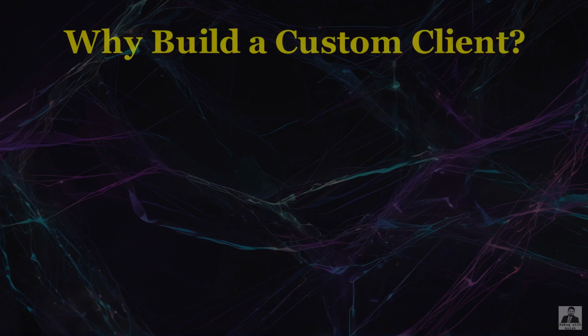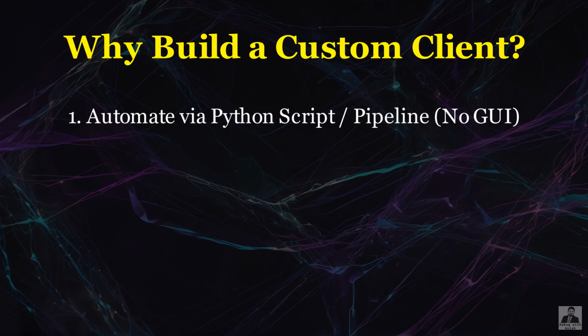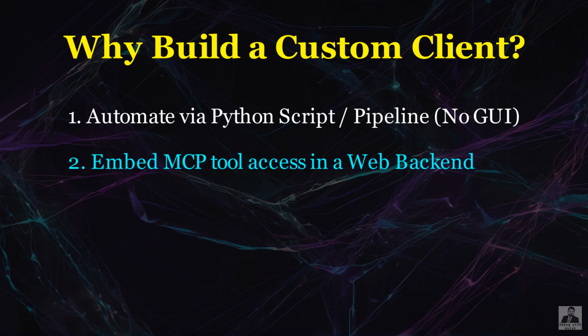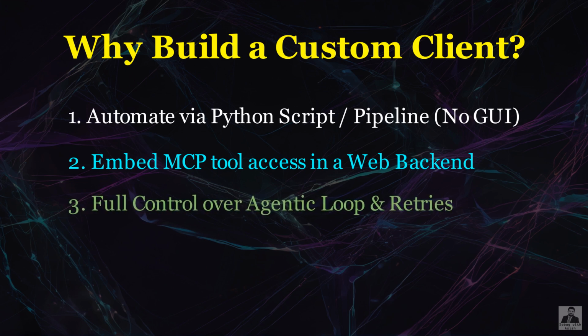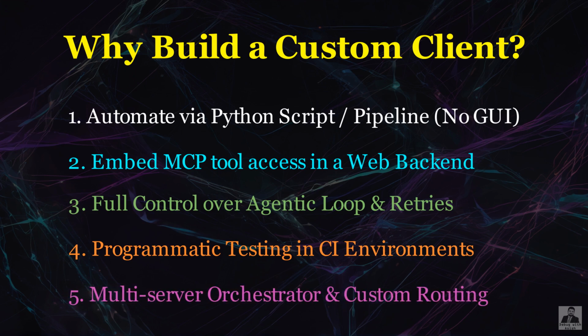There are 5 good reasons to build a custom client. You want to call MCP tools from a Python script or automated pipeline without opening a graphical user interface. You are building a web backend that needs tool access. You want full control over the agentic loop, including retry logic and error handling. You want to test your servers programmatically in continuous integration. Or you are building a multi-server orchestrator with custom routing that no existing host supports.